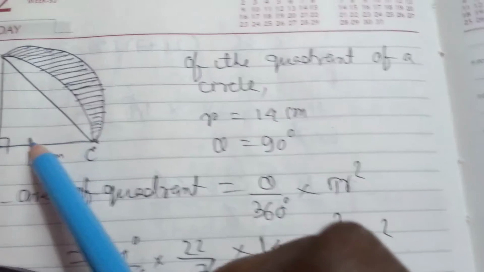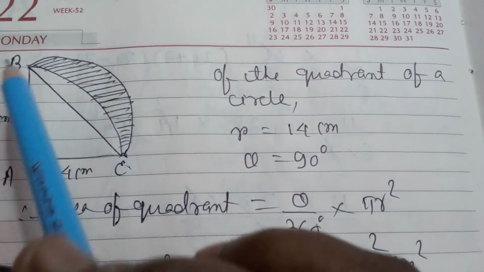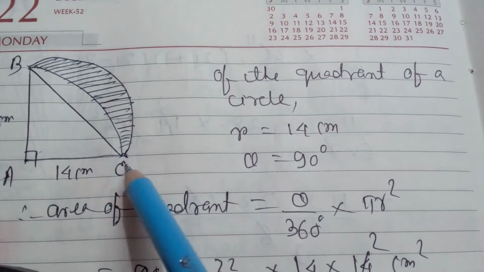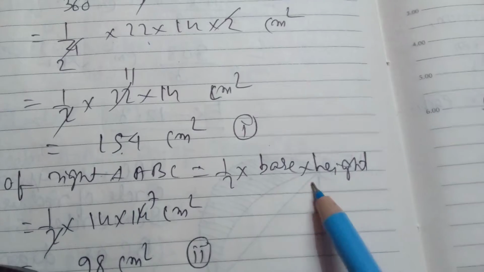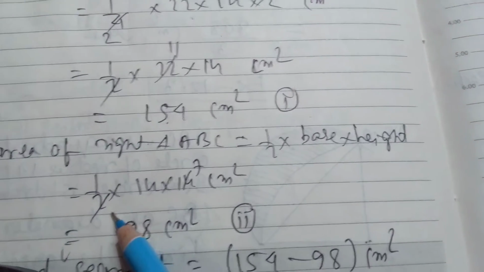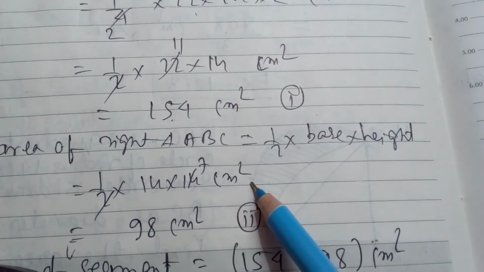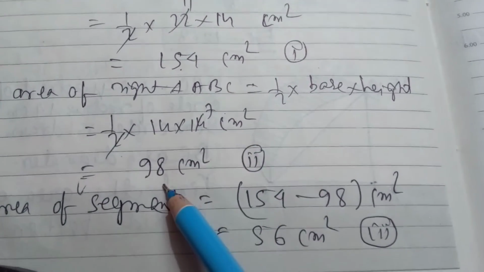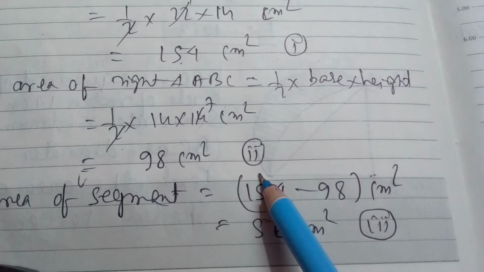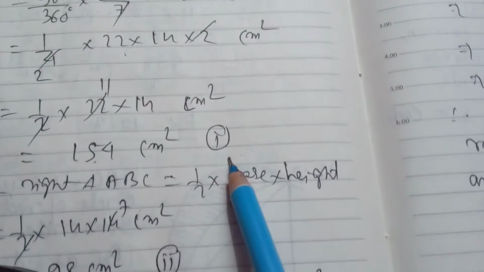Now of this right triangle ABC, base is 14 and height is also 14. So area of the right triangle ABC equals half into base into height. So half into 14 into 14 centimeter square. 2 sevens are 14 and 14 sevens are 98 centimeter square. This is equation 2 and the one I have done before is equation 1.